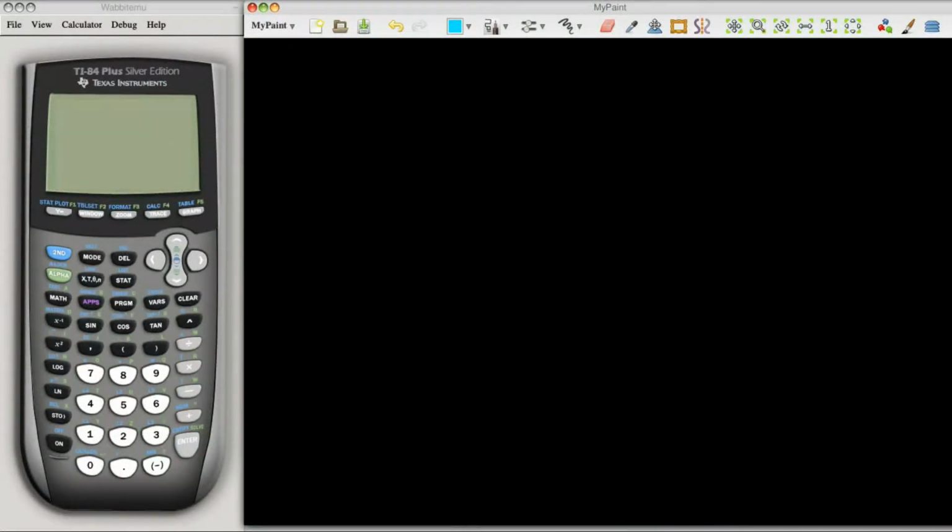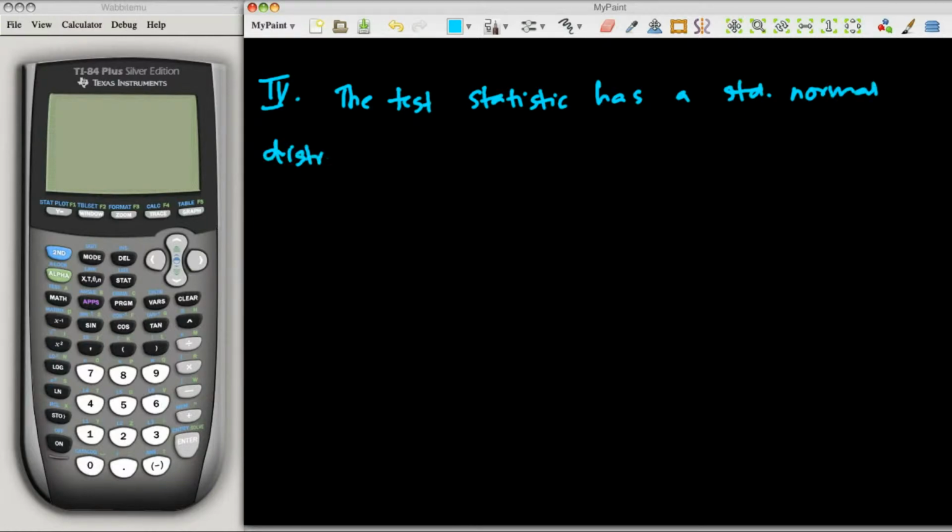The next step is to identify the distribution of the test statistic. For this test, which is a left-tail test for proportion, the test statistic has a standard normal distribution, which is a normal distribution with mean 0 and standard deviation 1.